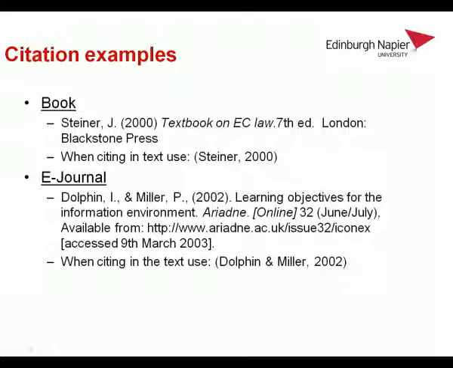With an e-journal, it's the author, the year of publication, the title of the article, then the title of the journal, that it was online, and the volume. But you also have to put in the URL where you found the item and the date you accessed it. And this is quite important, just in case when your work's marked that it's no longer available.